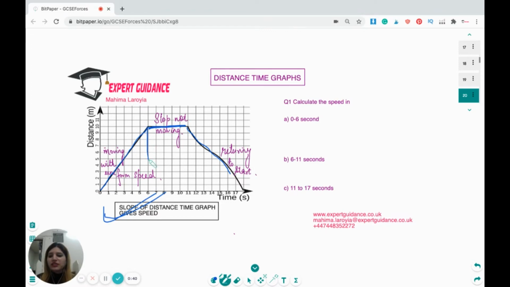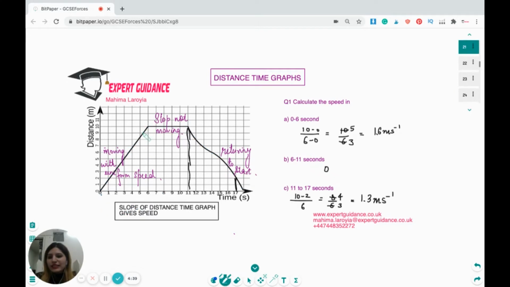How do you work out the gradient of the line? You take the difference between any two y points divided by the difference between the x points to work out the gradient. Okay, so now we will have a look at a distance time graph question, and we'll see how we'll work that out. Okay, so we will have a look at this question where we need to calculate the speed from 0 to 6 seconds, that is the straight part of the graph. Calculate the speed from 6 to 11 seconds, that is this part of the graph, and 11 to 17 seconds. Okay, so you can have a go at this, pause the video, and then come back to check the answer.